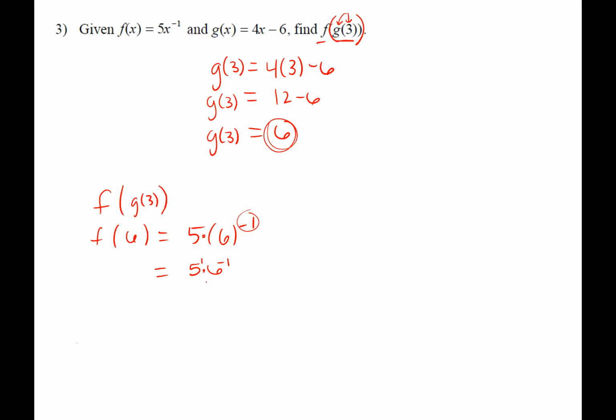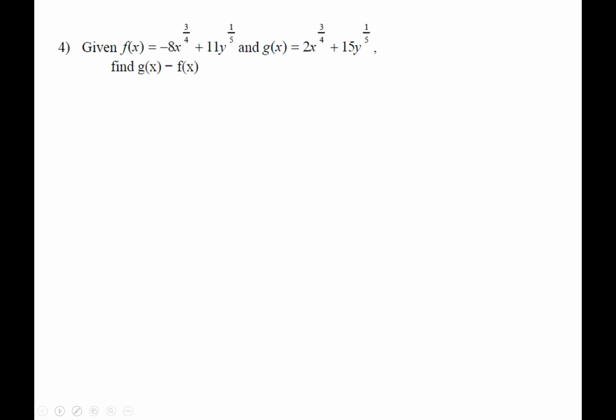5 has an exponent of 1. Remember, negative exponents mean they're unhappy, and we have a fraction situation. 5 is happy in the top. It's going to stay. 6 moves to the bottom, and that gives us a positive 1 exponent, so we have 5 over 6. On to the next one. This one says take our two functions and subtract.